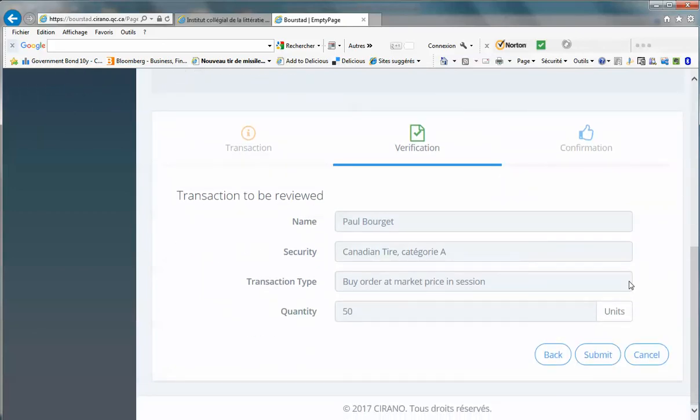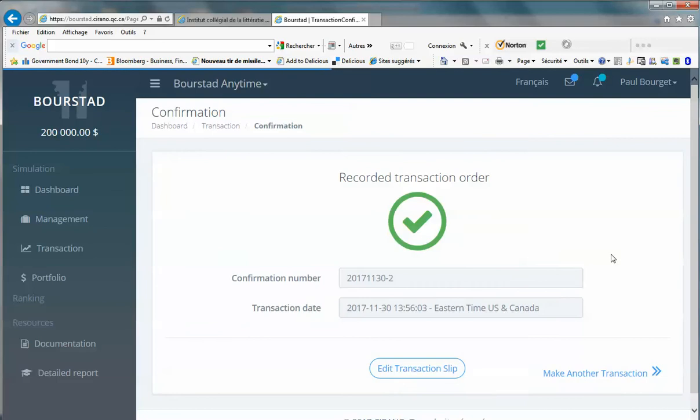Here I have the opportunity to review my transaction and submit it. So I see that's Canadian Tire. I'm buying at market price 50 shares. So that's exactly what I want to do, and I submit. So what would happen now? I can know that this has been done at 13:56 Eastern Time, US and Canada.